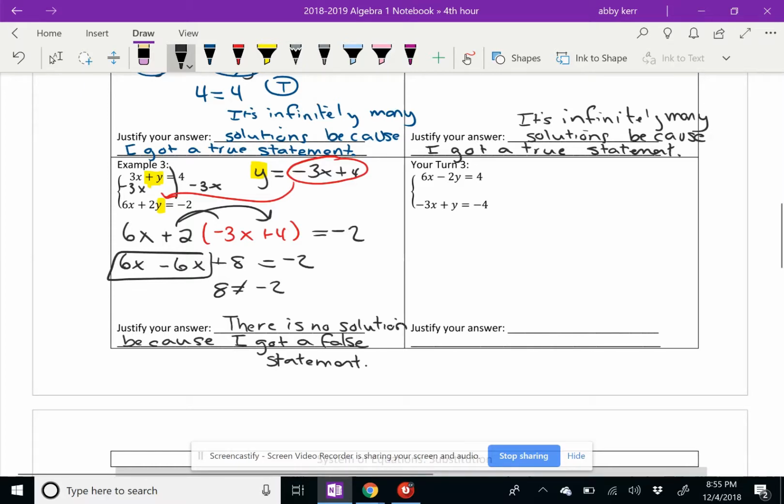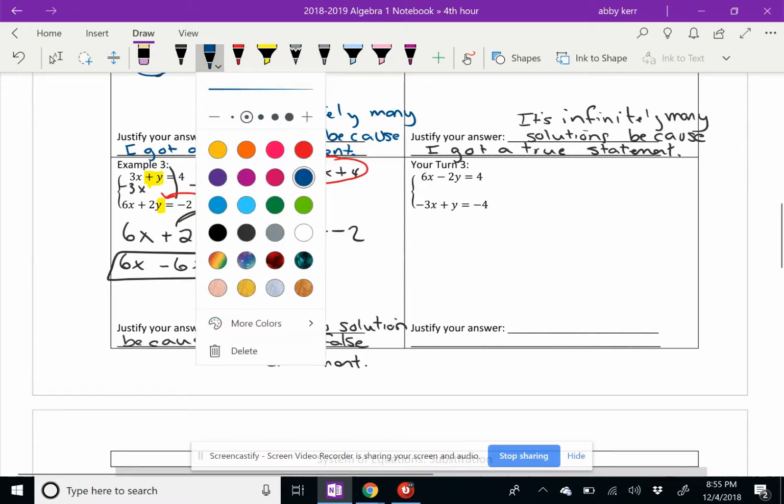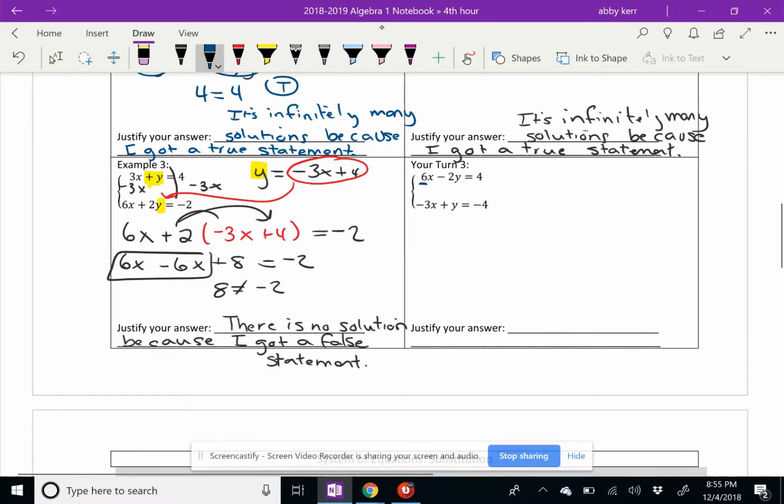Same thing with your turn 3. You want to look at the variables. This variable has a 6 with it. This has a negative 2. So really the first equation isn't a good one to deal with. This one has a negative 3, but wow, jackpot. We got one that has a coefficient of 1. So we are going to change the second equation.